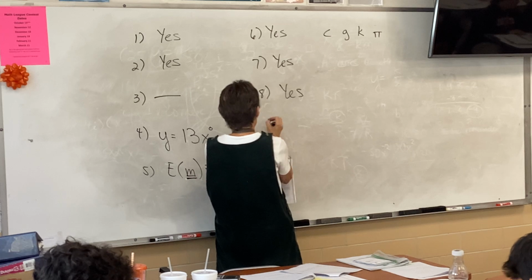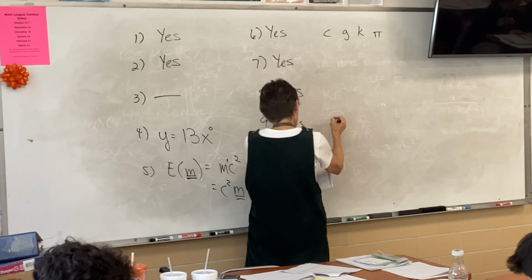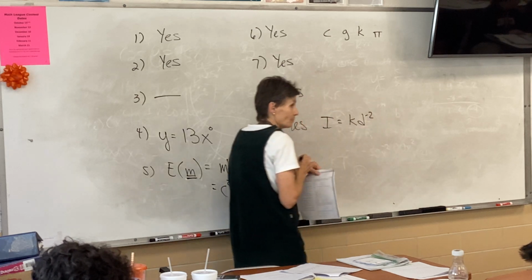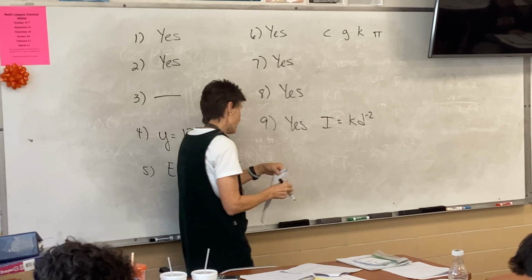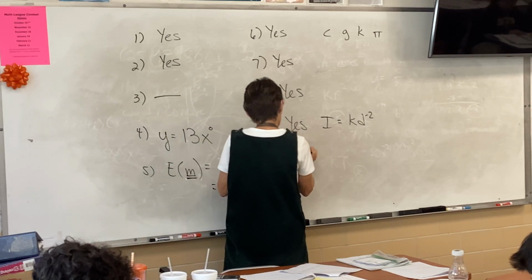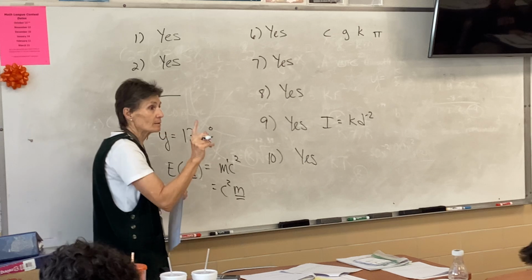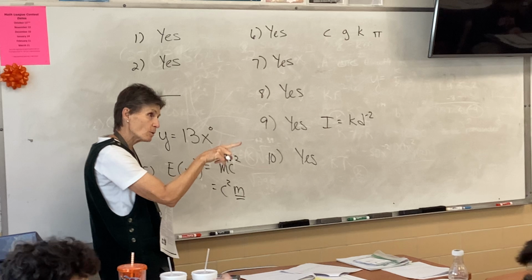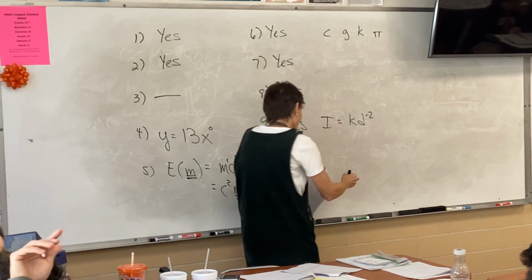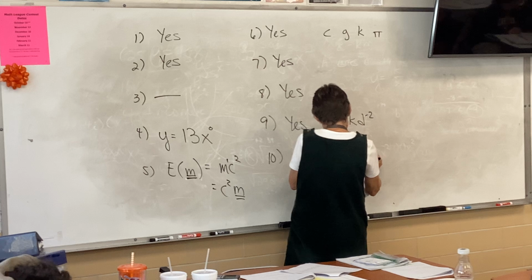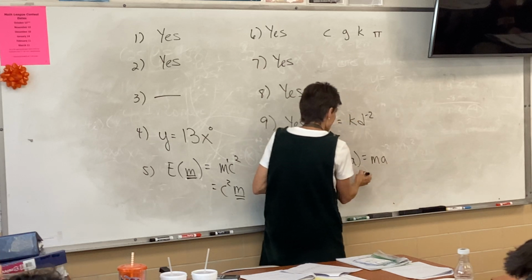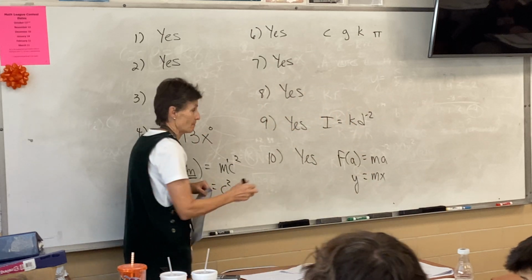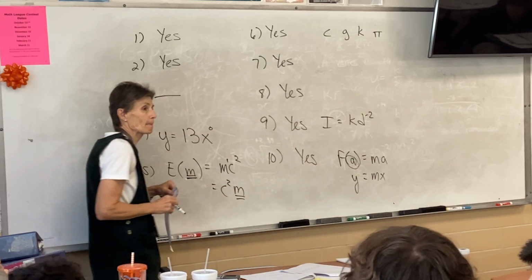9. Yeah. 9 can be written as I equals KB to the negative 2. And then number 10. Yes. What's our variable? Your variable is N, so this is the same as Y equals N. This is your variable.